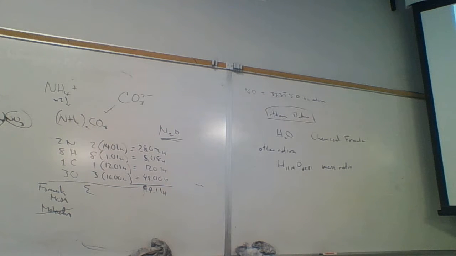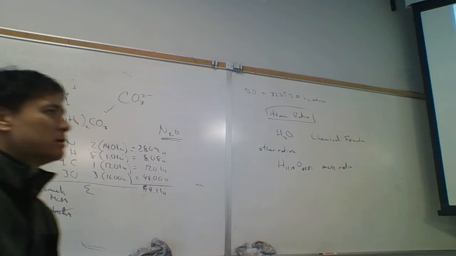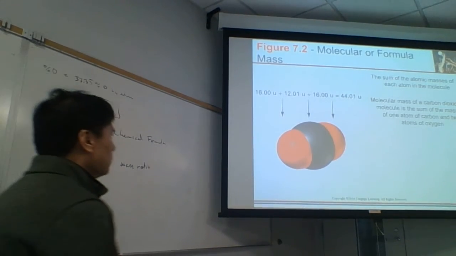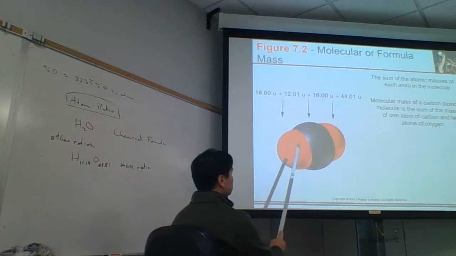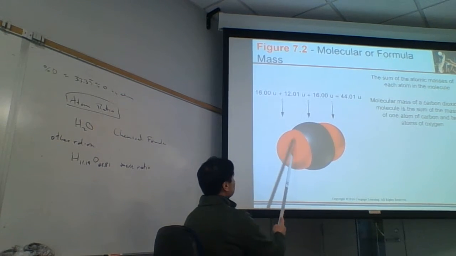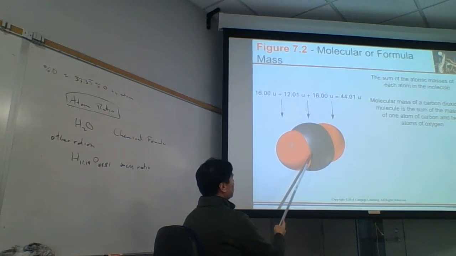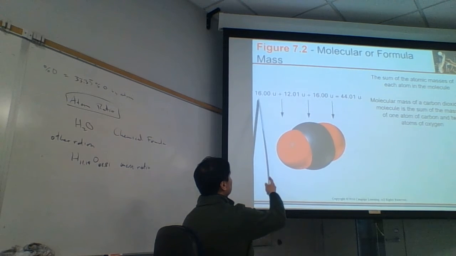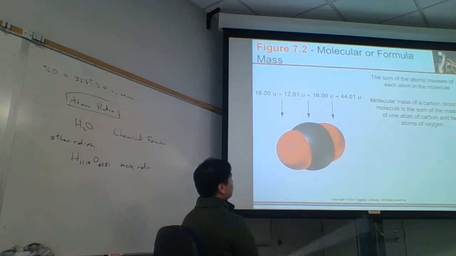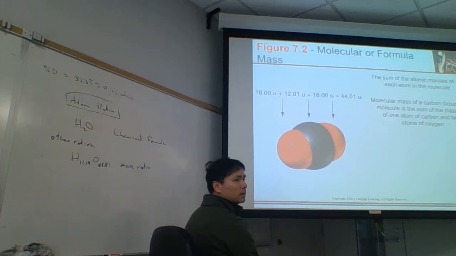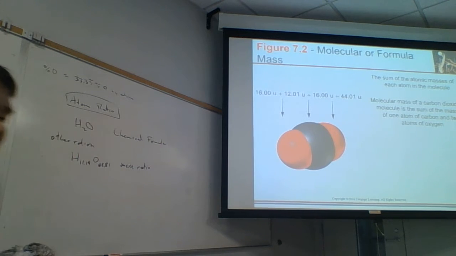Here we are. This is CO2. That's the formula mass or the molecular mass. Since CO2 forms molecules, this is the formula mass or molecular mass of CO2. So we got two oxygens at 16 U and 1 carbon at 12 U. So this 32 plus 12 is 44.01 U. That's how much the average CO2 molecule weighs.